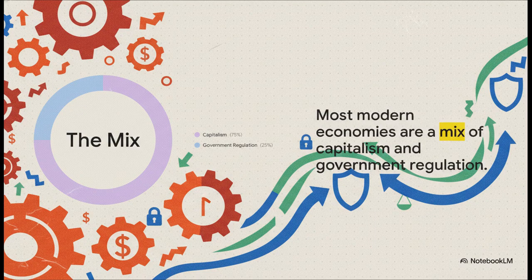So you have that powerful engine of capitalism driving everything forward, but it's also guided and, frankly, reined in by government regulation. Rules that are designed to stop monopolies, protect consumers, and try to smooth out those crazy boom and bust cycles we were just talking about.